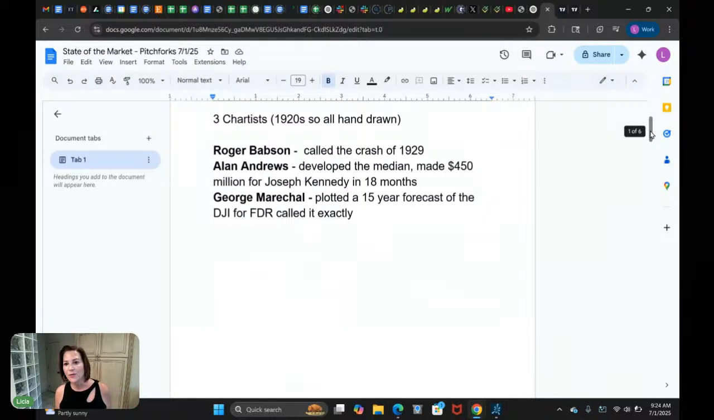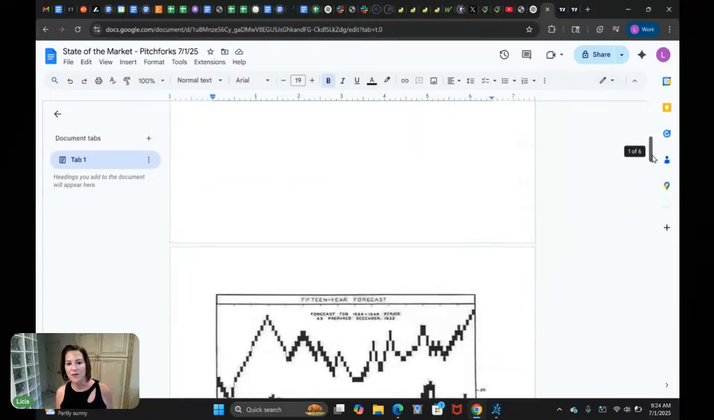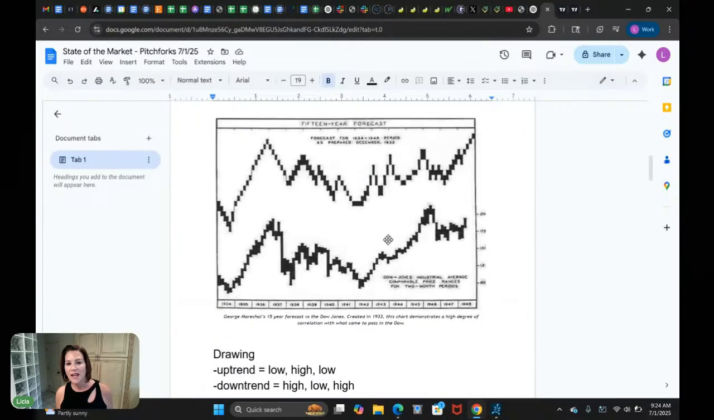FDR asked him for a 15-year forecast on the Dow Jones Industrial Average. And look at what the man came up with. Here's the Dow, what it did, and here is his forecast. To me, that is amazing. 15 years out, using the pitchforks, he pretty much nailed it on his chart.